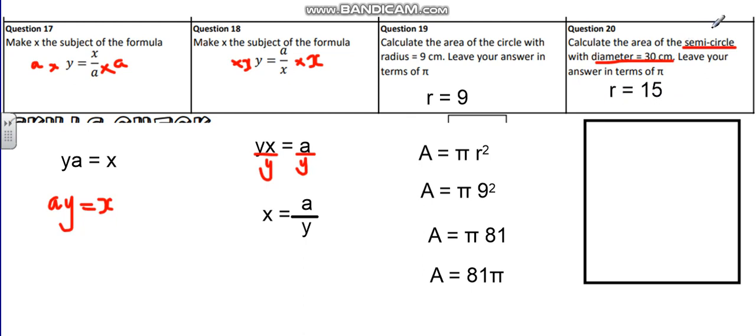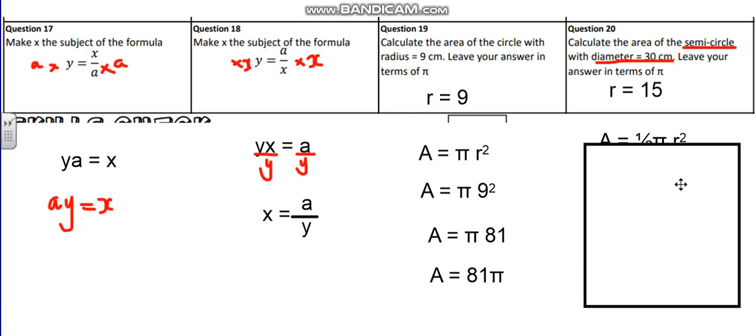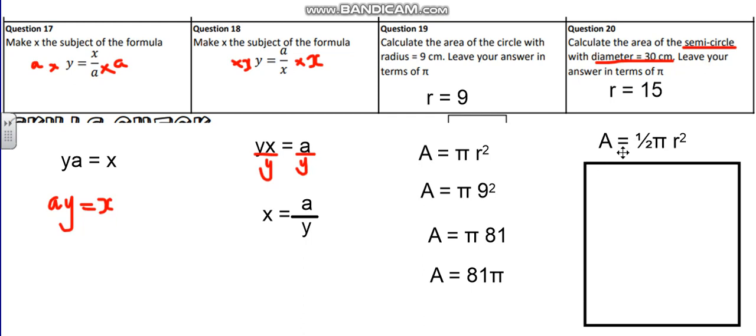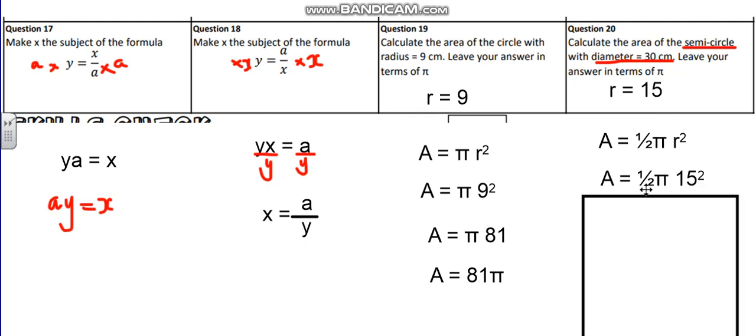We're also looking for the semicircle this time, so I know the formula for a circle. The formula for a semicircle is going to be half that. So the area for this one is half pi r squared. So pi r squared is the whole circle, I want half of it. So I'm putting that in now so I don't forget. So r is 15, so we've got half times pi times 15 squared.